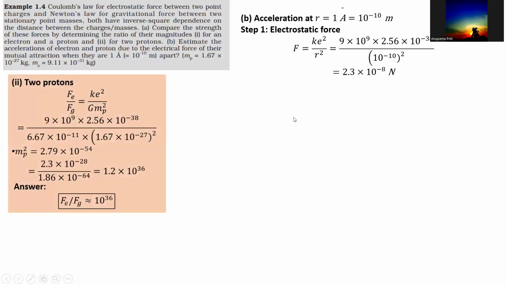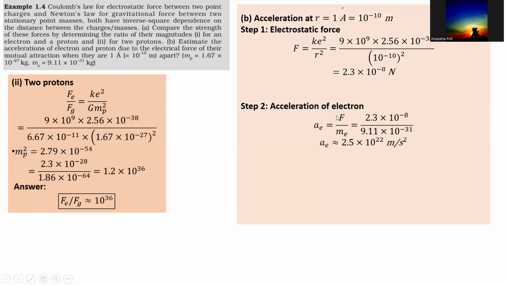Now, the ratio of electron to proton we also got, that is 10 to the power 36. Question, we have to find the acceleration of the electron. What we will do? By using electrostatic force expression, F equal to 2.3 into 10 to the power minus 8 we got. Now we'll use Newton's second law. F is also equal to m a. Force value already known to us. F equal to m into a. To find acceleration of the electron, F equal to m into a_e, so a_e is equal to F by m_e.